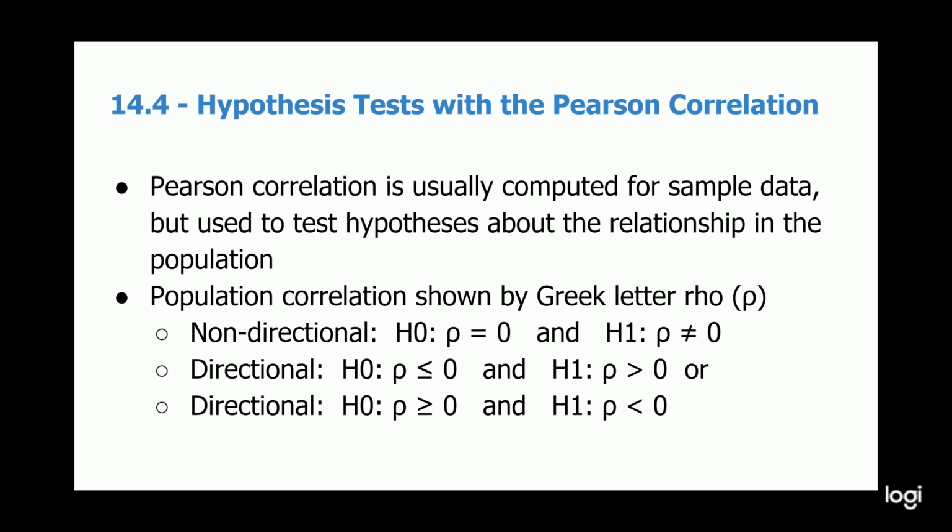So the next bit now, we're on 14.4. Hypothesis testing with the Pearson correlation. Just like we do hypothesis testing with mean differences and comparing variances, we also can and need to do hypothesis testing with correlation. In this case, we're doing hypothesis testing with the Pearson correlation.